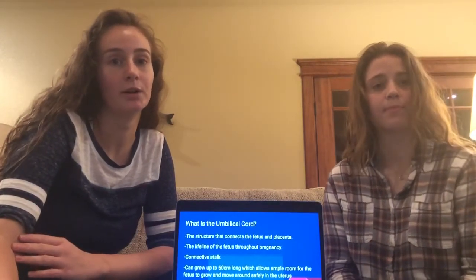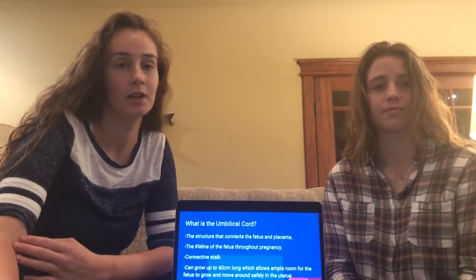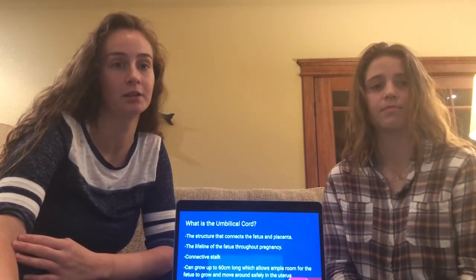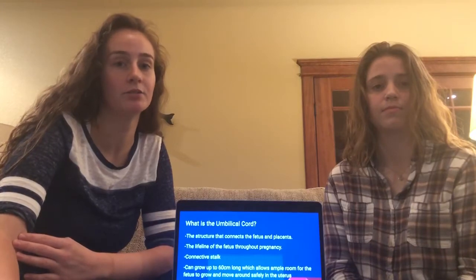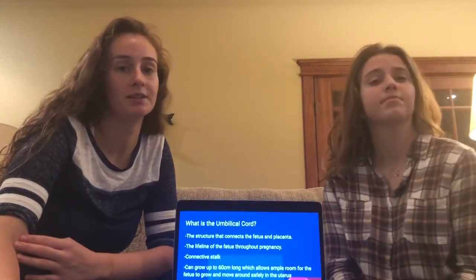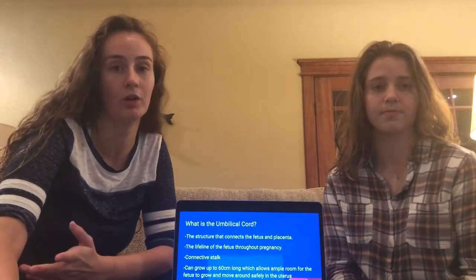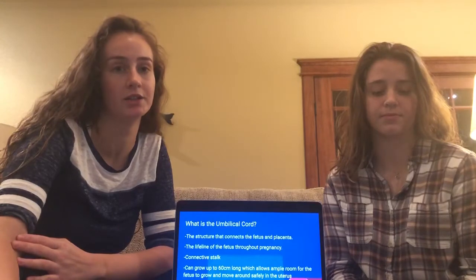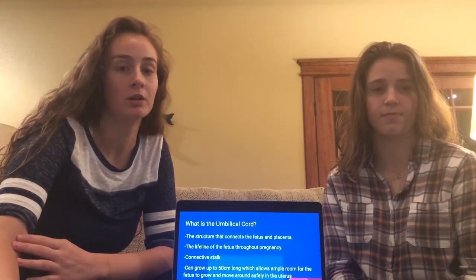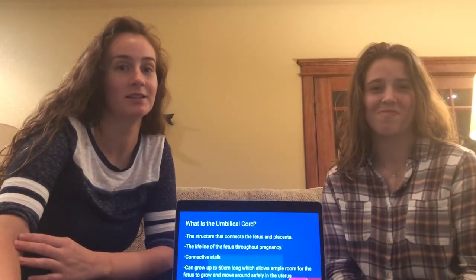The umbilical cord is the structure that connects the fetus and the placenta. It is what keeps the fetus alive throughout the pregnancy, and it is also known as the connective stalk. The umbilical cord can grow up to 60 centimeters long, which allows ample room for the fetus to grow and move around safely in the uterus. The umbilical cord, although simplistic in structure and function, is more than what meets the eye.